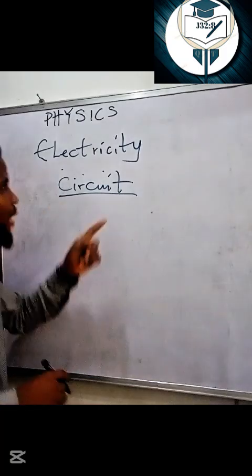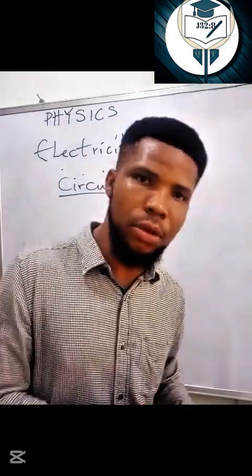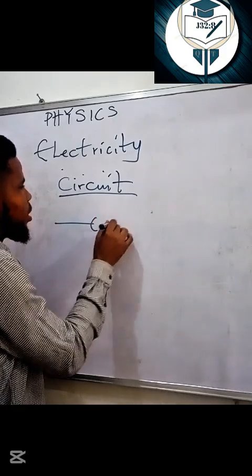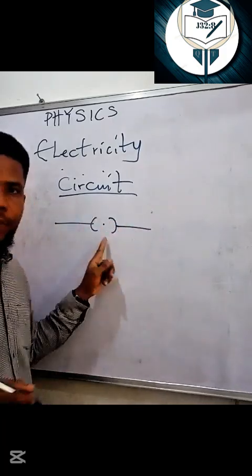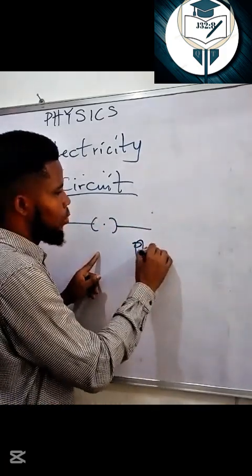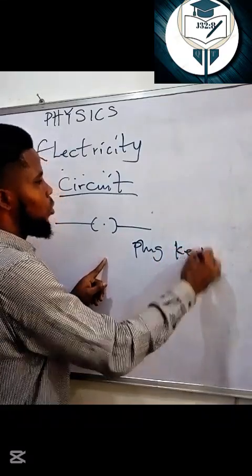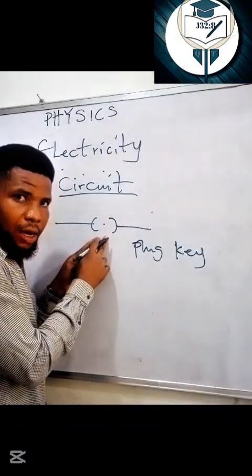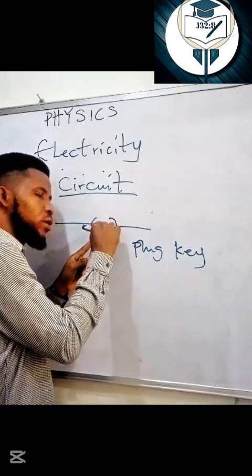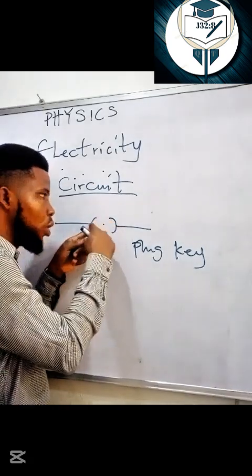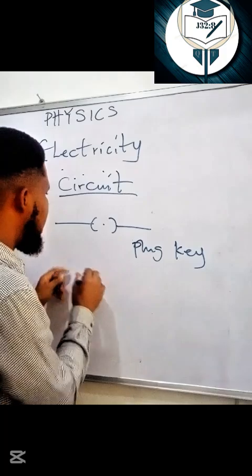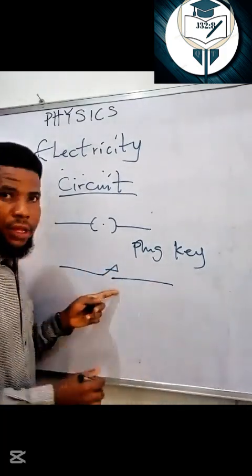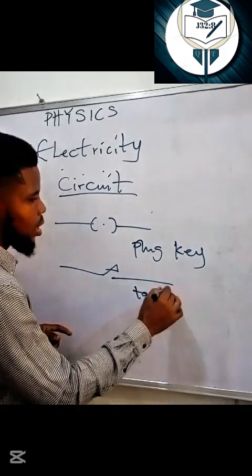So now, circuit, we have what we call open circuit and closed circuit. So we usually use our key. This is a plug key. So a plug key is something like this. Alright? Plug key like this. You plug in something in a metallic conductor to close the circuit. Okay? Then we have what we call tap key. So you can see tap key is something like this. Alright, this is called tap key.